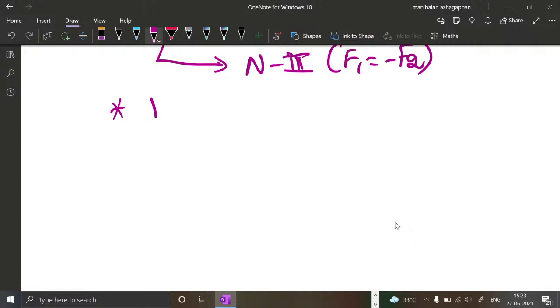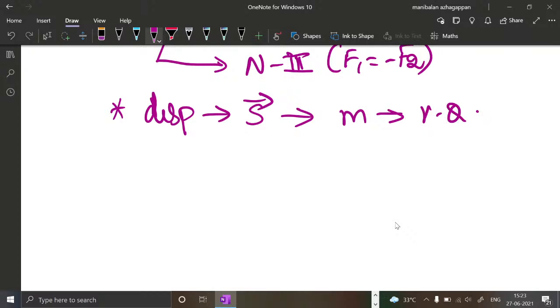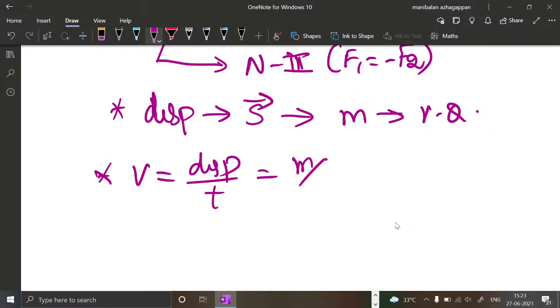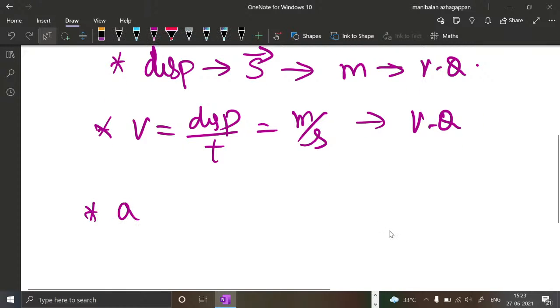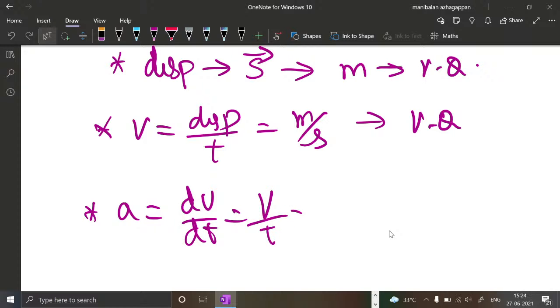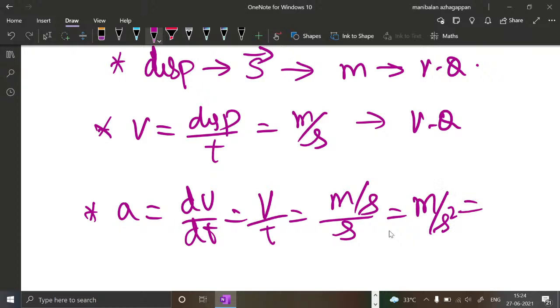Displacement, symbol S, its unit is meter. It is a vector quantity, so whatever is related to displacement will be a vector quantity. Velocity is displacement by time, in meter per second. It is also a vector quantity because of displacement. The next one, acceleration, is the rate of change of velocity, velocity by time. The unit is meter per second by second, so meter per second square. This will also be a vector quantity.